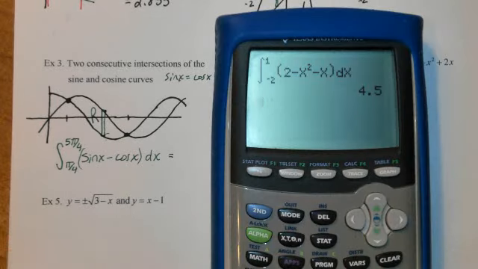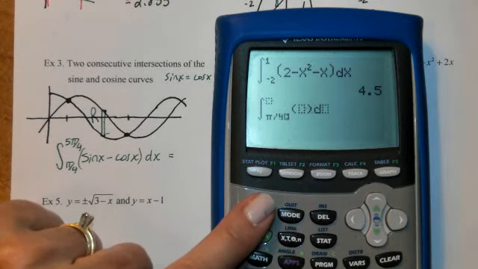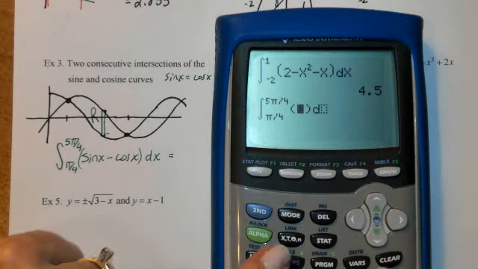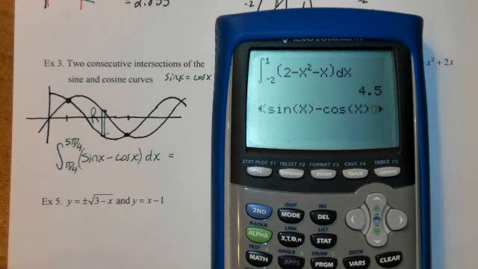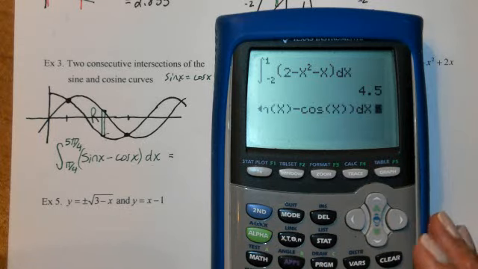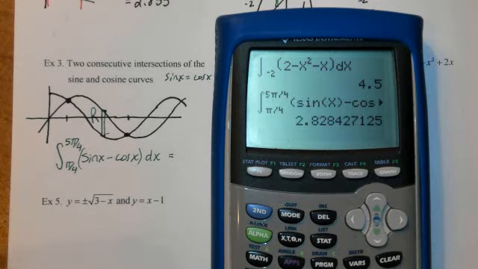We just go to our calculator now. Math 9, pi over 4 to 5 pi over 4 of sine x minus cosine x. Do practice putting these in your calculator. Once you do it a few times, you get very comfortable and accurate at doing it, even though I still make a mistake every once in a while. It's easy to do.